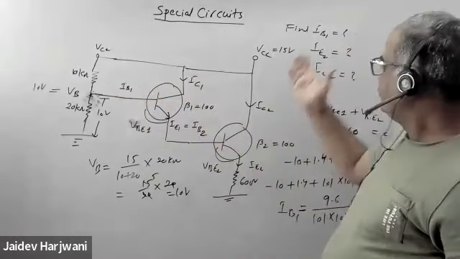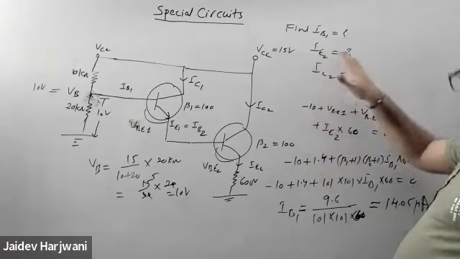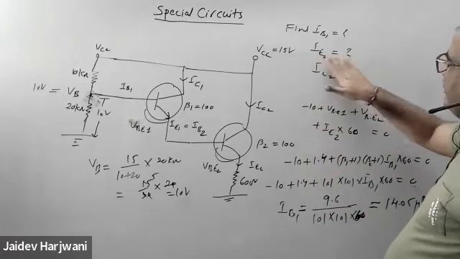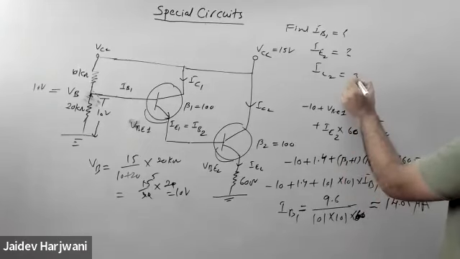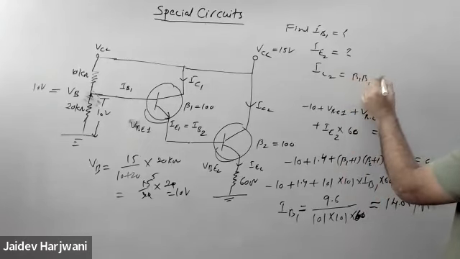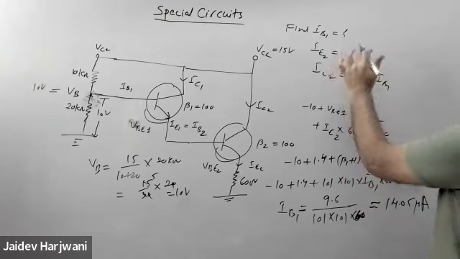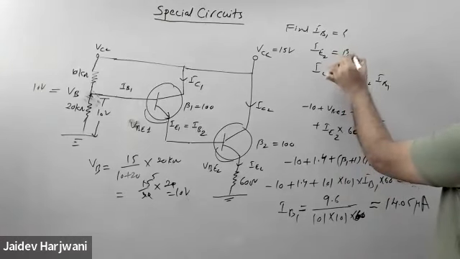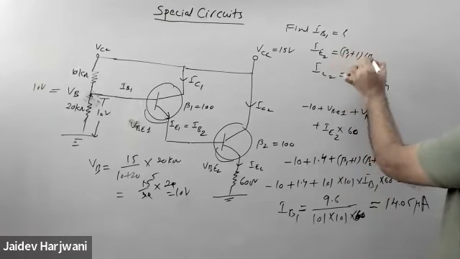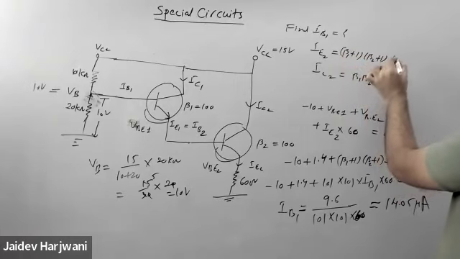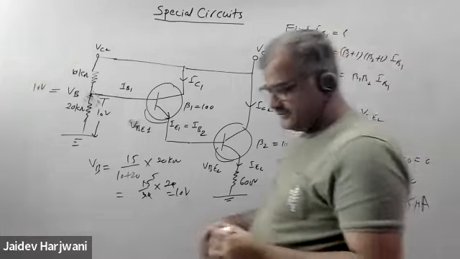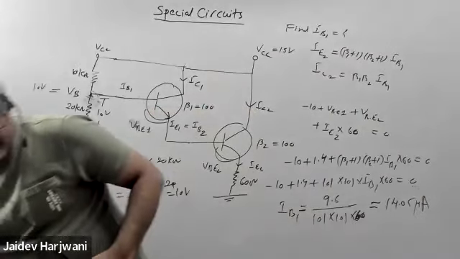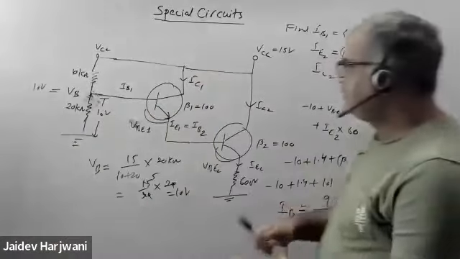Now once you know IB1, you can calculate the value of IE2 and IC2. So IC2 will be simply beta 1 into beta 2 into IB1, and IE2 will be simply beta 1 plus 1 into beta 2 plus 1 into IB1. So you can easily find out the current gain in the circuit. Okay, so this is the problem.